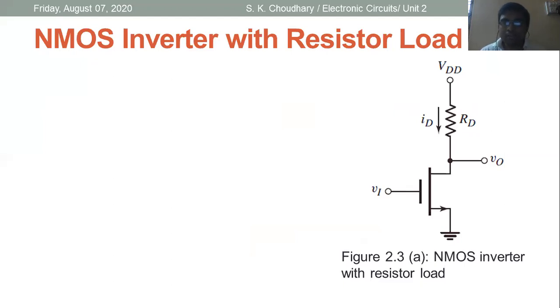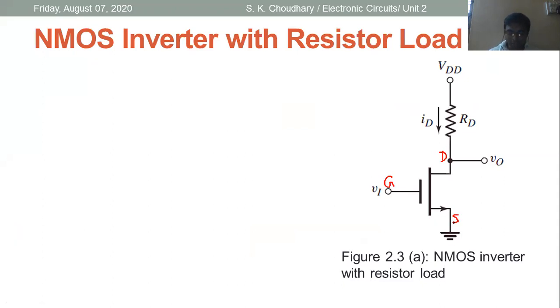Everyone please draw this circuitry. This is the circuit diagram of NMOS inverter with resistive load. Here, at the drain terminal, we have connected a resistive load RD. At the gate terminal, we apply the input voltage Vi, and the source terminal is common. This is the common source configuration.